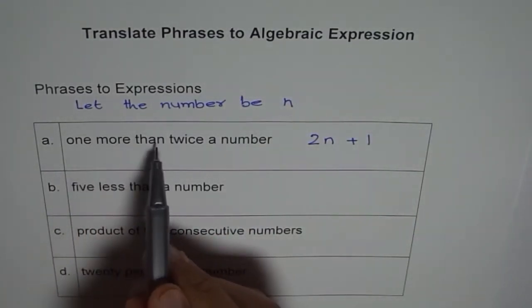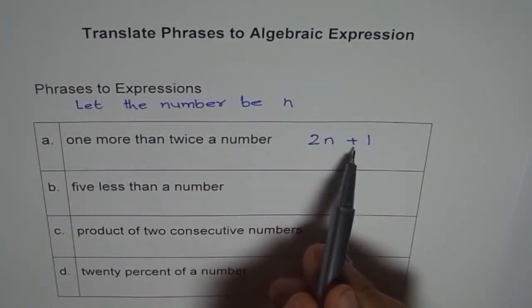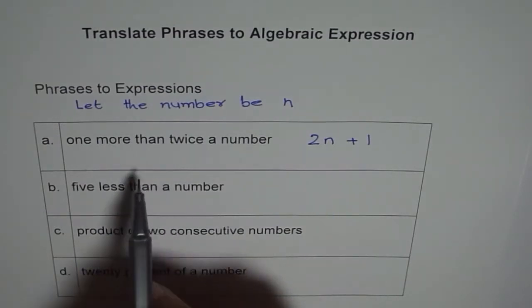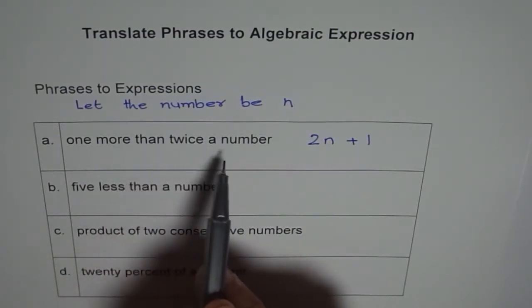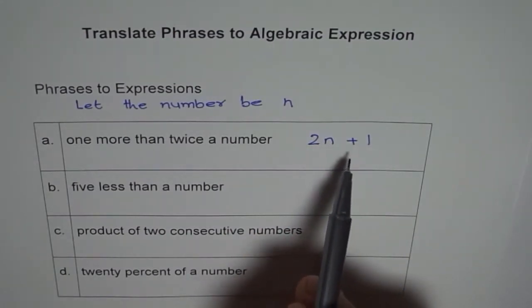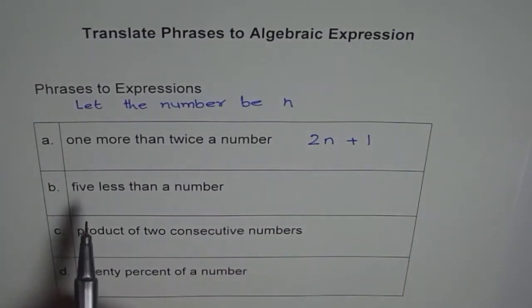See, now I read again. 1 more than twice a number. So twice a number plus 1. That matches more closely with the given statement. If I write 1 plus twice a number, I'll write 1 plus 2n. Do you understand the difference here? Well, both are correct because we have plus. We don't have minus here, but we have plus, right? So for plus, both work. But you will soon see when we do the next one and appreciate it.